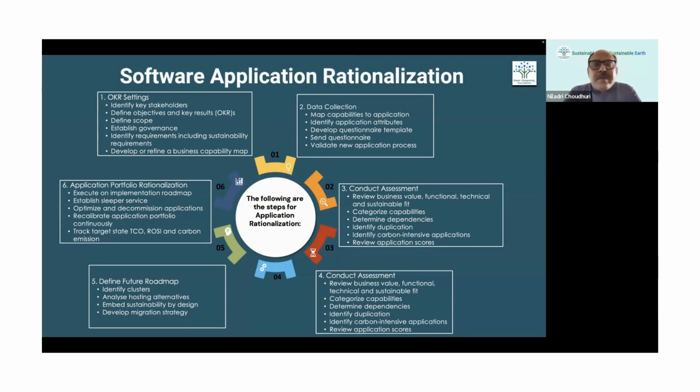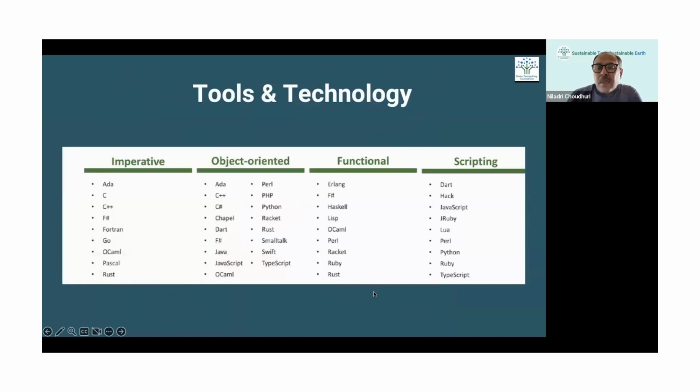And here you have various steps like OKR setting, data collection, conduct assessment, then define future roadmap, application portfolio rationalization. So you need to look at all of those.